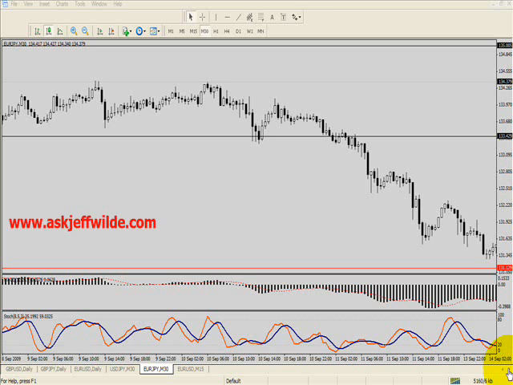I just want to do another video and show you how you could have used my market reversal levels over this past trading week to make some nice profits.